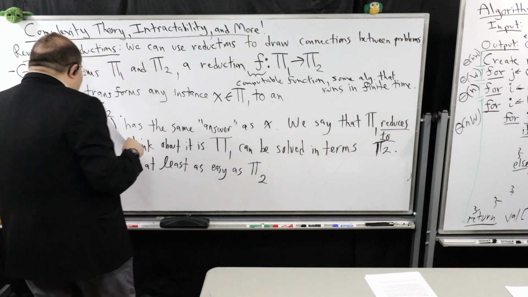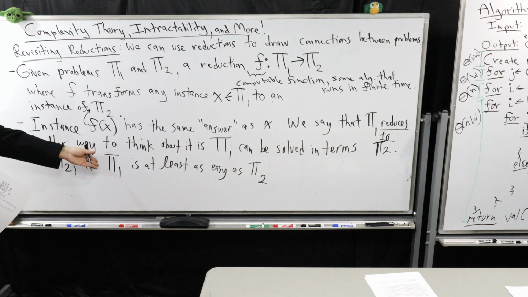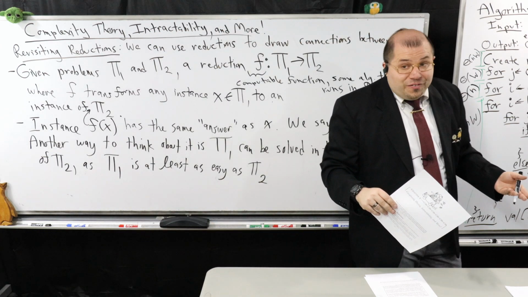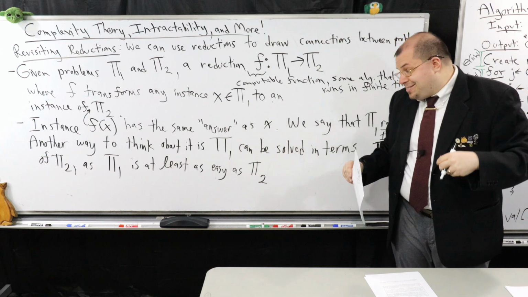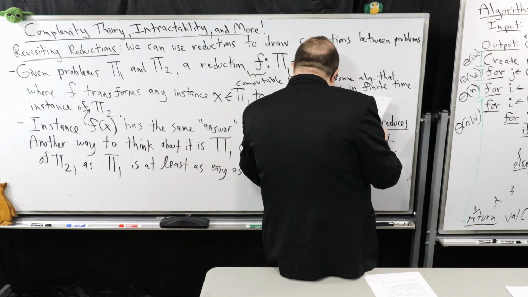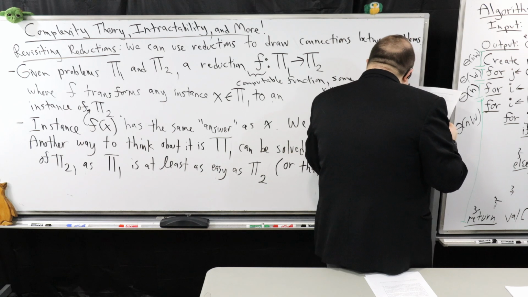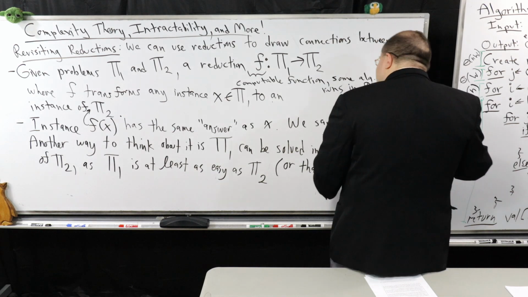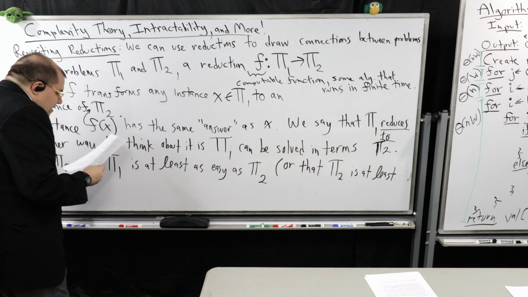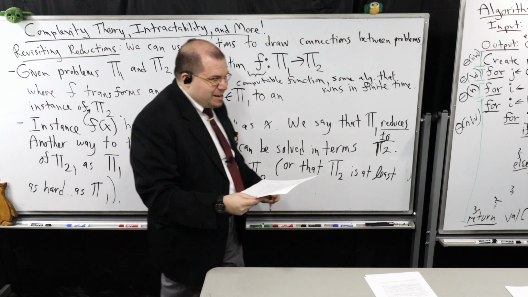So that means Pi 1 has to be at least as easy as Pi 2, because there's some way to turn instances of Pi 1 into instances of Pi 2. So if I can solve Pi 2 very fast, that means I can solve Pi 1 really fast. But on the opposing side, here's the other part of this that's rather powerful: Pi 2 is at least as hard as Pi 1. That's another way you could view the same thing.